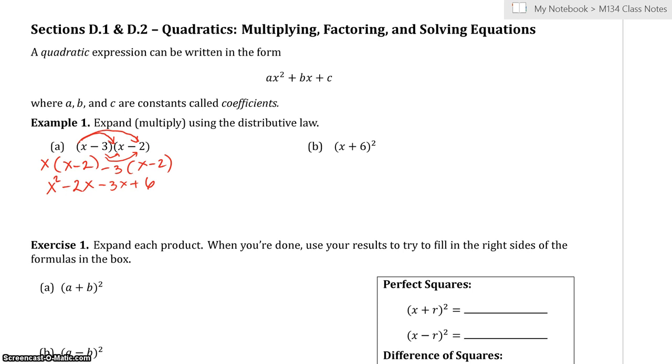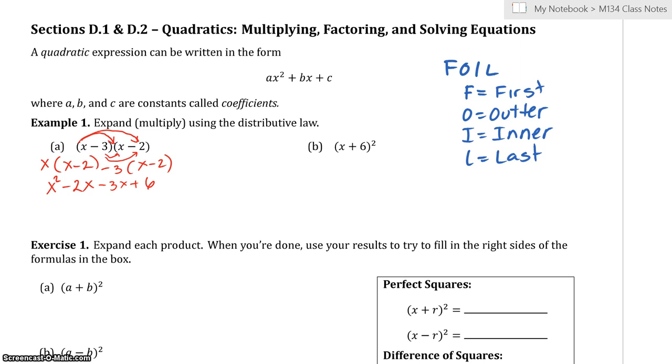If you remember, sometimes we use the word FOIL. We use FOIL to remember to multiply each term because we're going to get 4 different terms here. So what does FOIL stand for? F stands for first, O stands for outer, I stands for inner, and L stands for last. So you could have taken the first, got the x squared, the outer, got the negative 2x, the inner, negative 3x, and the last. So that's expanding, multiplying.